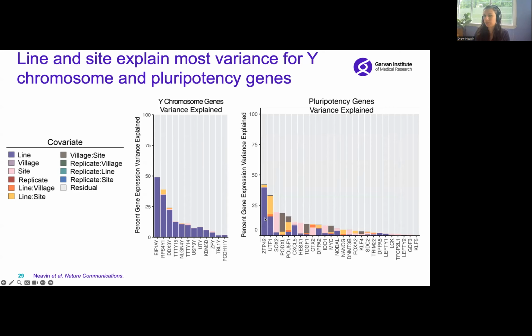But most of them seem to be driven not by the village or by the line by village effect. Those would be that light purple and that orange color, but by other covariates such as the line and the site. And so these are potentially what we'd expect. Different people handling cells might have slightly different results. And so again, we were quite happy to see that the village and the line by village were not impacting our ability to look at variation in gene expression.